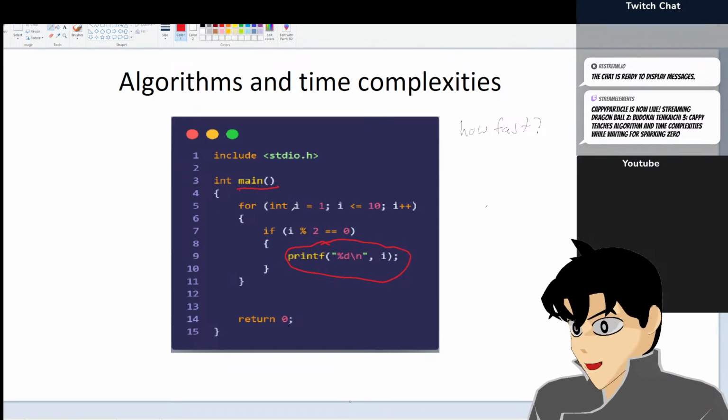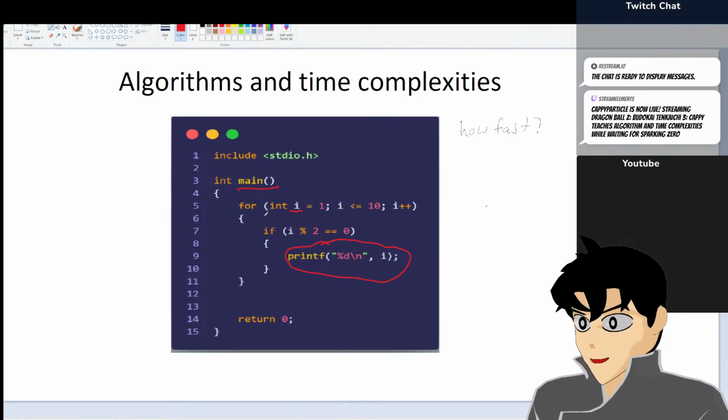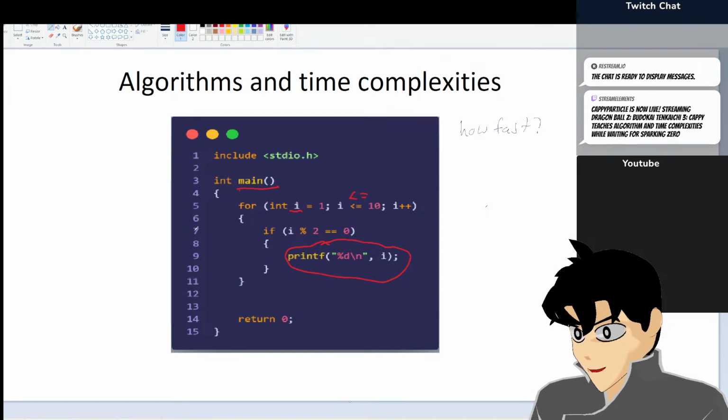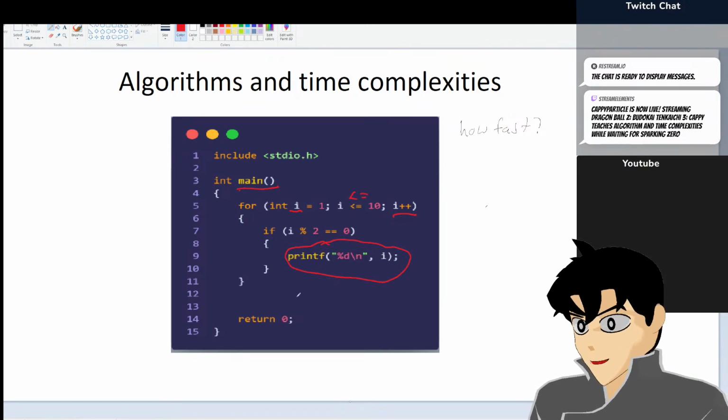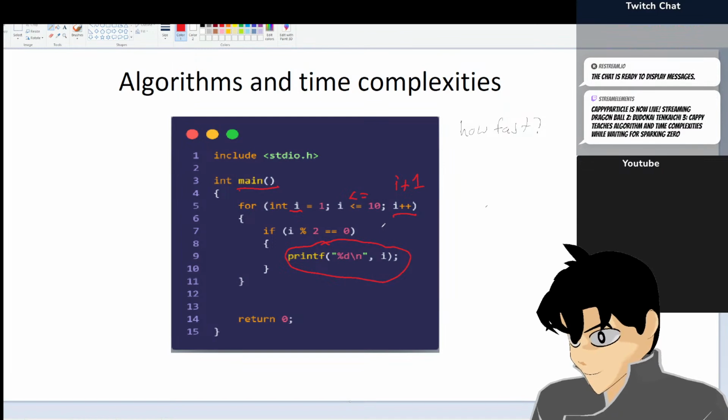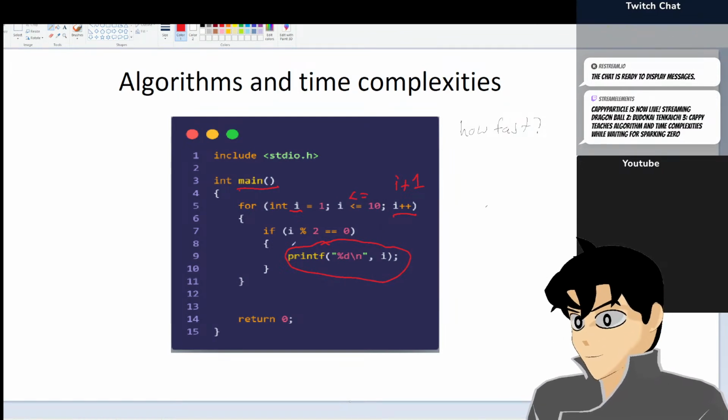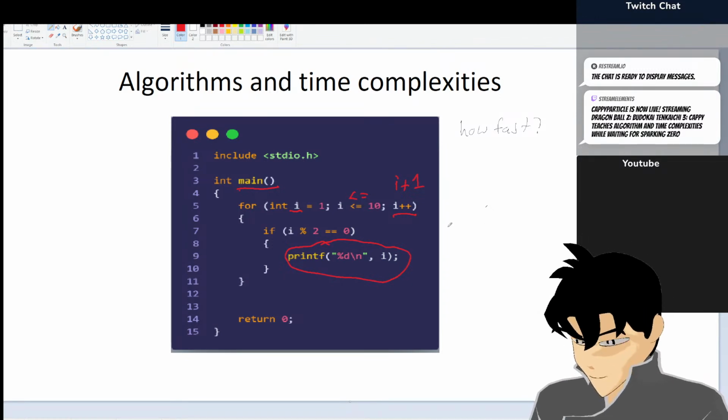So for every integer variable i, it starts at 1, and the loop continues as long as i is less than or equal to 10, because this is a less than sign and that's an equal sign. And every time it repeats, i++ means i plus 1. Okay? So now we've got this somewhat situated.